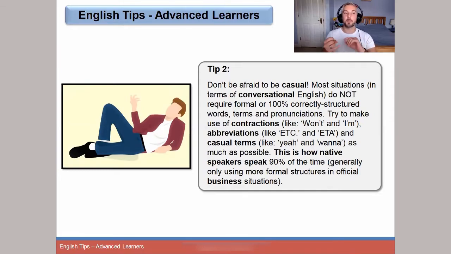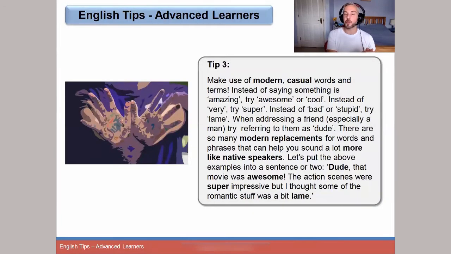So don't worry about being rude or if being informal is inappropriate. We use that style of talking almost all the time. So try and get into the habit of being really casual if you can. Tip 3. On a similar note, make use of modern casual words and terms.